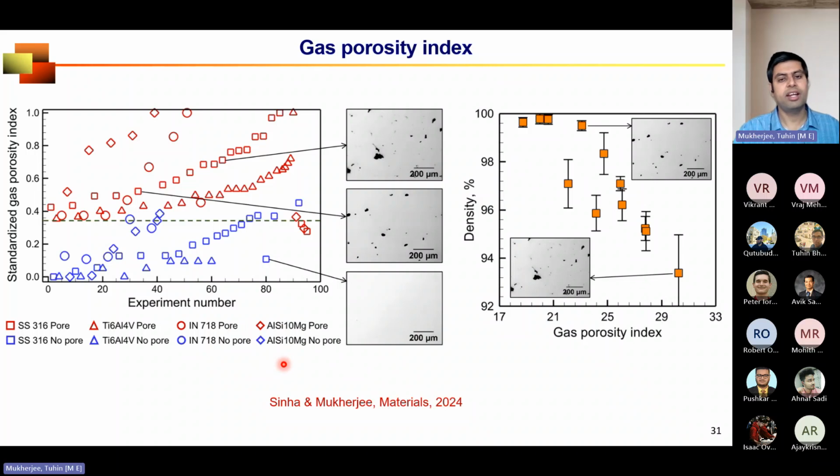We use the index, and once again we collected a wide variety of literature data for different materials, and once again we saw that a very simple time index can tell you when gas porosities will form and when they will not form. And if gas porosities are forming, that same index can tell you what will be the volume percentage of that porosity. Density percentage is just 100 minus porosity percentage. You can see that with the increase in gas porosity index, the porosity is increasing and density is decreasing. We published this result last year.